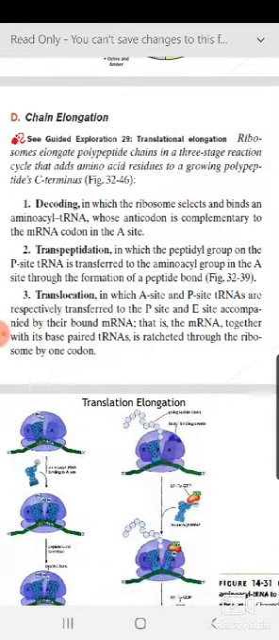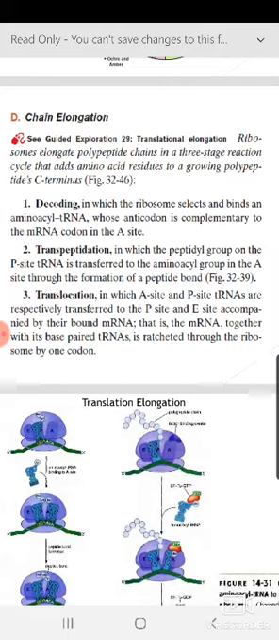Ribosome elongates polypeptide chains in a three-stage reaction cycle that adds amino acid residues to the growing polypeptide's C-terminal. So the synthesis is going from 5' to 3' orientation. Now there are three steps you need to remember when we are discussing chain elongation. Number one is decoding. Number two is transpeptidation, that means the covalent bond formation, and the third one is translocation.